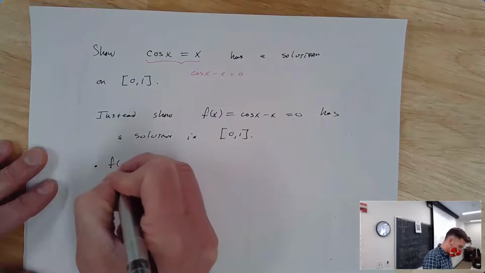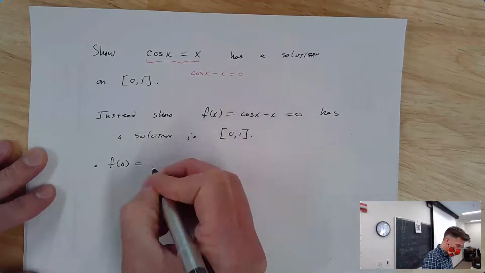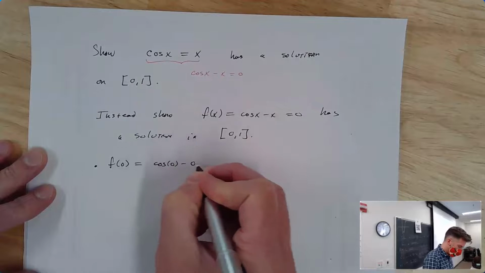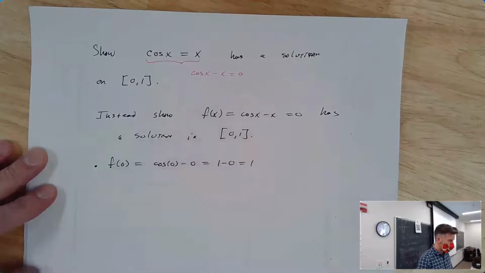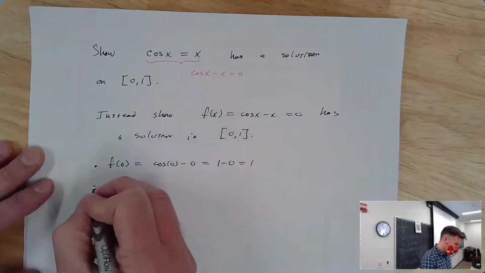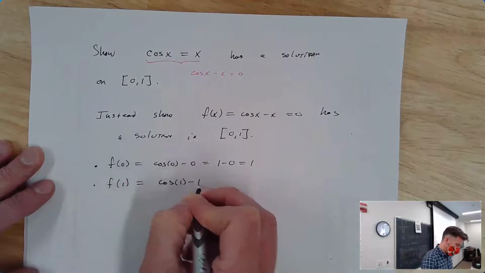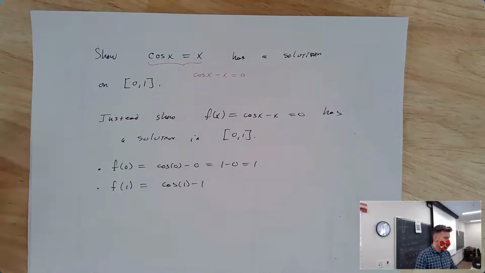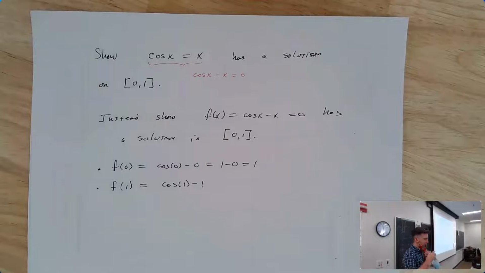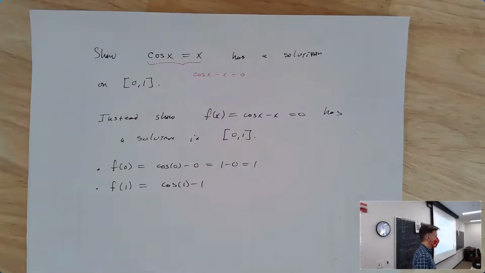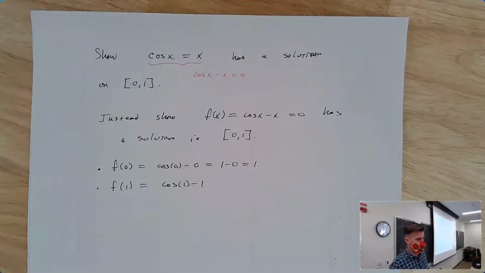Okay, so typically what we do now is we use the endpoints. So f of 0 is cosine of 0 minus 0, which is 1 minus 0, which is 1. And f of 1 is cosine of 1 minus 1. What's cosine of 1? Good question. Oh, I don't know what cosine of 1 is. You shouldn't know what cosine of 1 is. It's not a value that anyone should know.